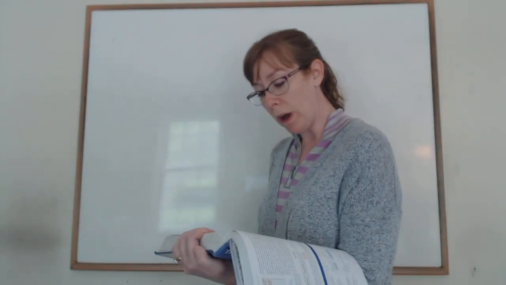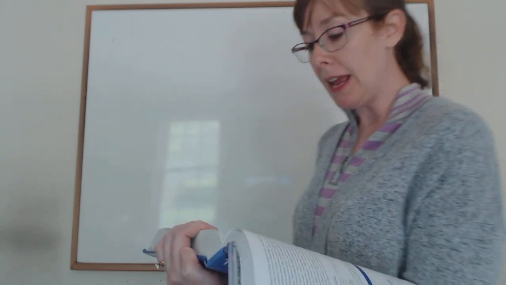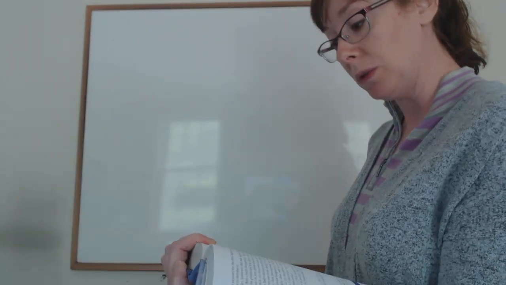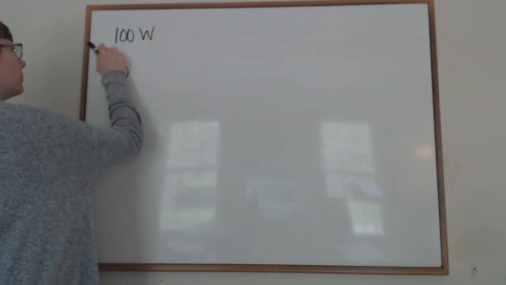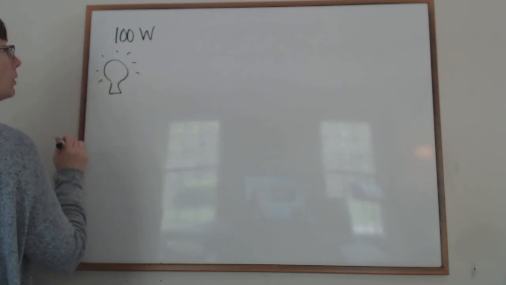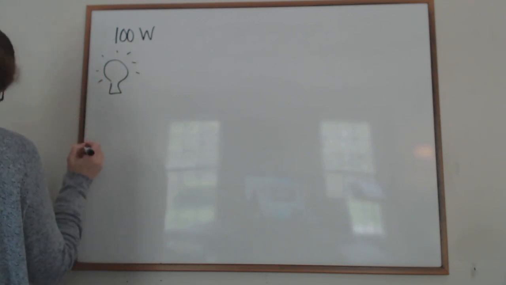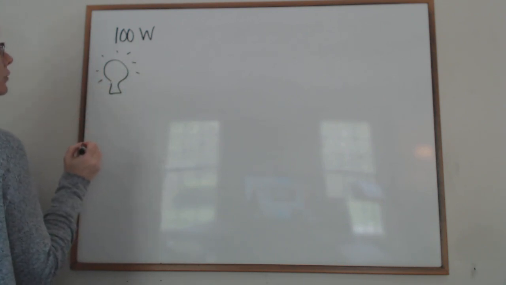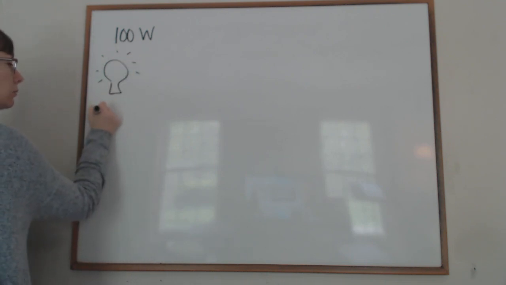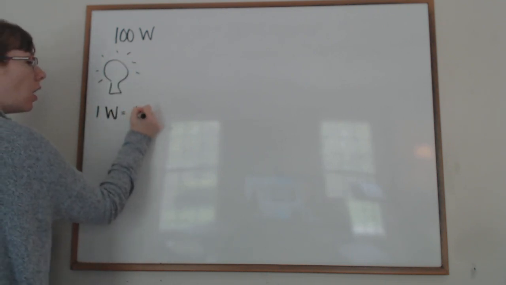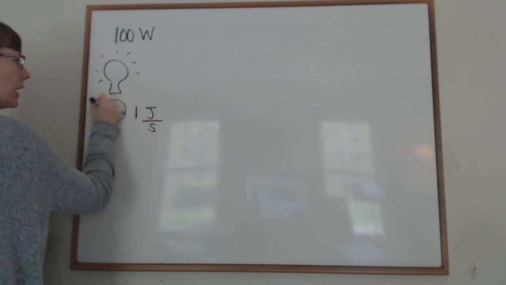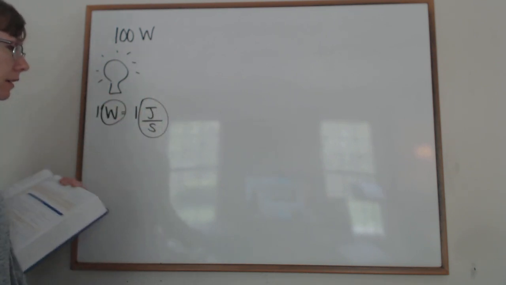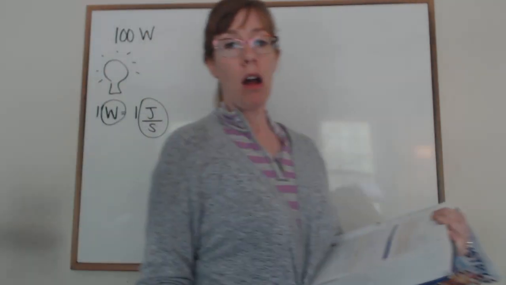All right, so it says a 100-watt light bulb radiates energy at a rate of 100 joules per second. So let's write that down here. A 100-watt light bulb, something very familiar, radiates energy at a rate of 100 joules per second. I think they tell you in the next sentence, 1 watt is actually equal to 1 joule per second. These are interchangeable units.